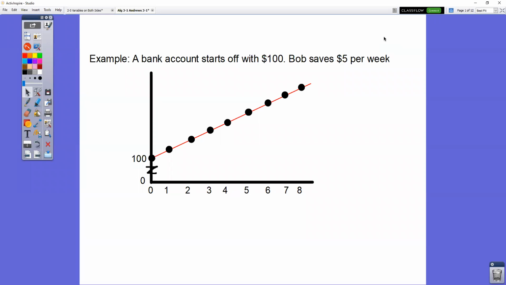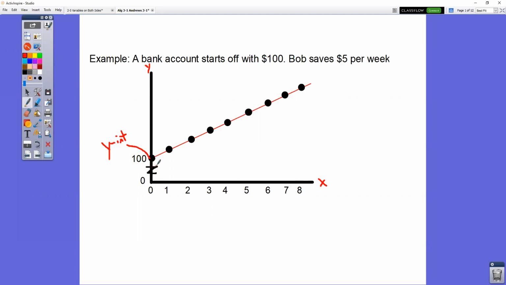All right. So anyway, if we take a look at this line graph, a bank account starts off with $100. Bob saves $5 per week. When we go to graph that data, it would be a line graph like we have here. Notice that this would be our y-intercept right here. Our y-intercept starts off at the y-axis. This would be your y-axis. This would be your x-axis. So our y-intercept starts off right here at 100.